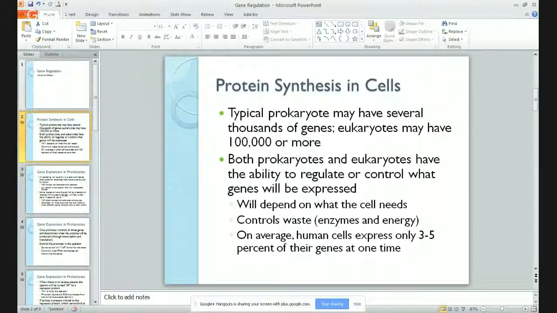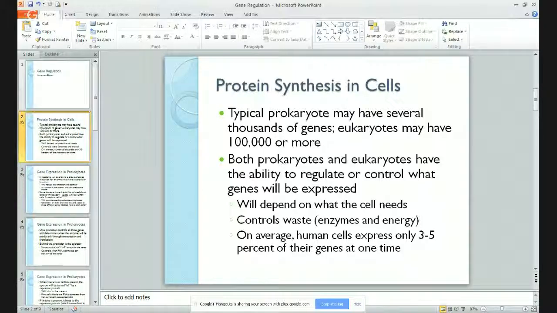You're going to have two different ways that genes will be expressed depending on if you're a prokaryote or eukaryotic cell. Obviously, eukaryotes are going to have way more genes than a prokaryotic cell will have. They're more complex, tend to be a part of multicellular organisms, and so they do need more genes.